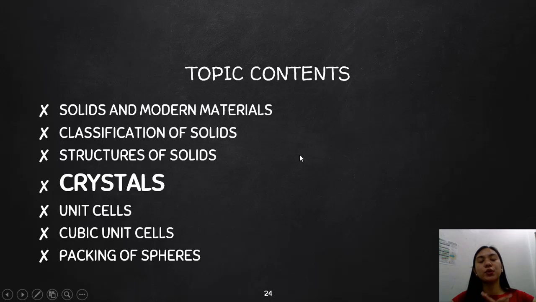So, among the two structures of solids, we will mainly focus on your crystalline solids. Your crystalline solids are commonly denoted as your crystals. Okay? So, dun po tayo magfo-focus kasi yun po yung may shape and pattern. Sa amorphous solid, walang shape or pattern.